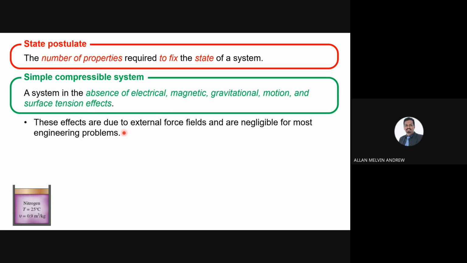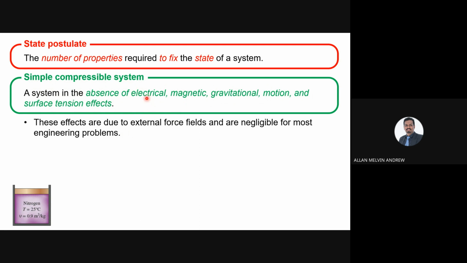So meaning all these effects are not having any influence on the system. So you have a system. If the system is not influenced by electrical effect, magnetic effect, gravitational effect, motion, and surface tension, we can consider that it is a compressible system.